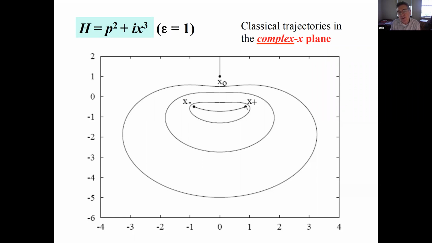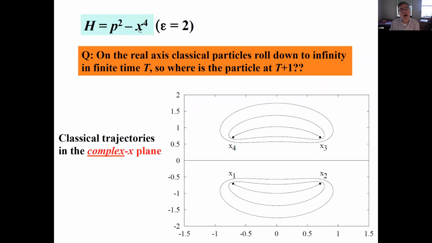And the classically allowed region consists of a particle trajectory going back and forth between the turning points in the complex plane, and all the other orbits, the ellipses, have deformed into these paths that look like this. Okay, so we have classical trajectories that are just the original trajectories, those nested ellipses, deformed into the complex plane. And now if we go up to epsilon equals 2, the quartic case, we see that there's an interesting problem here. For this potential, classically, you know that on the real axis, classical particles roll down to infinity. Okay, they just roll off to infinity, either in the positive direction or the negative direction.